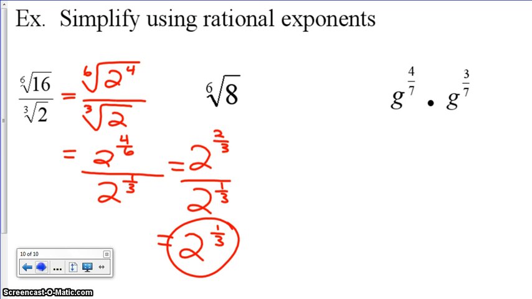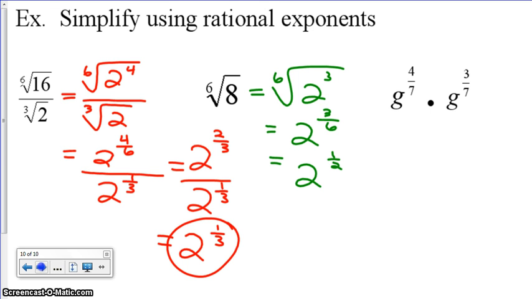Next one, I'm going to rewrite 8 with a smaller base. So the 6th root of 2 cubed. Then I can rewrite that as 2 to the 3/6, which is 2 to the 1/2 power. And lastly, if I multiply this, I get g to the 7/7, which is just g.